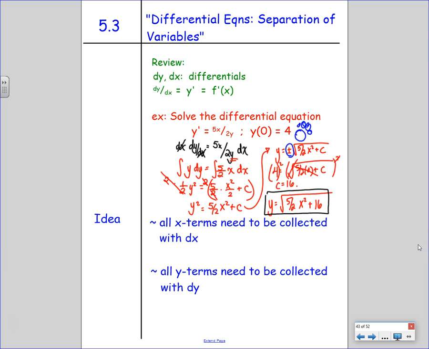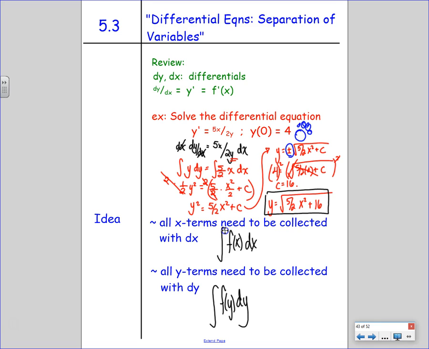X terms need to be collected with the dx. We need to bookend any function in terms of x with the dx, and then we need to group together any function in terms of y with the dy. You're not allowed to have an integral with a divided by dx. It has to be times, in line. Same thing with the dy. And what's inside can either be constants or x's, constants or y's for the bottom one.